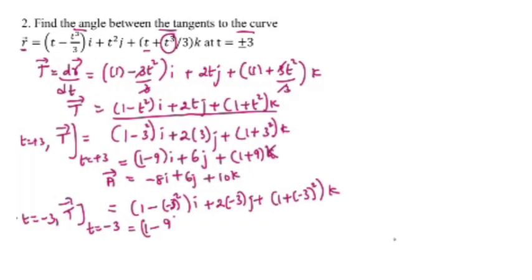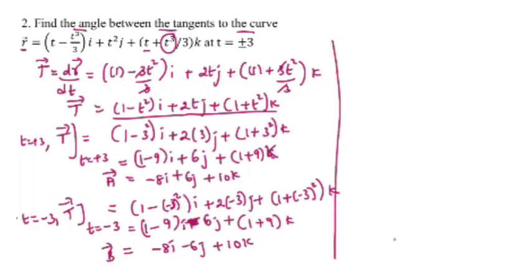So it will be 1 minus 9 i plus 2 into minus 3, that will be minus 6j, then plus 1 plus minus 3 square is 9, that will be plus 1 plus 9k. So it will be 1 minus 9 is minus 8i minus 6j plus 9 plus 1 is 10k. So this will be your second value, that will be called as b vector.